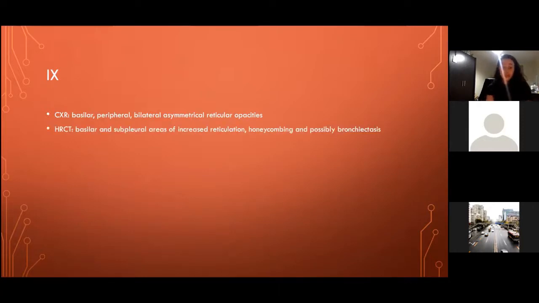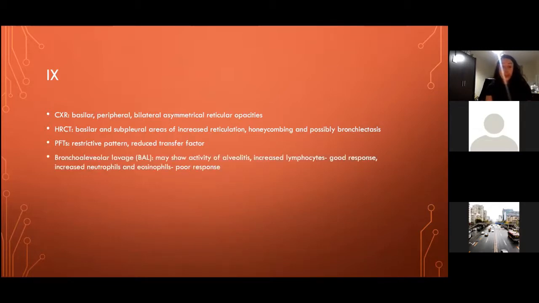High resolution CT, and that's important for all patients, as it's the most sensitive at picking it up, and that can show basilar and subpleural areas of increased reticulation, as well as honeycombing and bronchiectasis. Pulmonary function tests will show a restrictive pattern with a reduced forced vital capacity, as well as a reduced transfer factor.